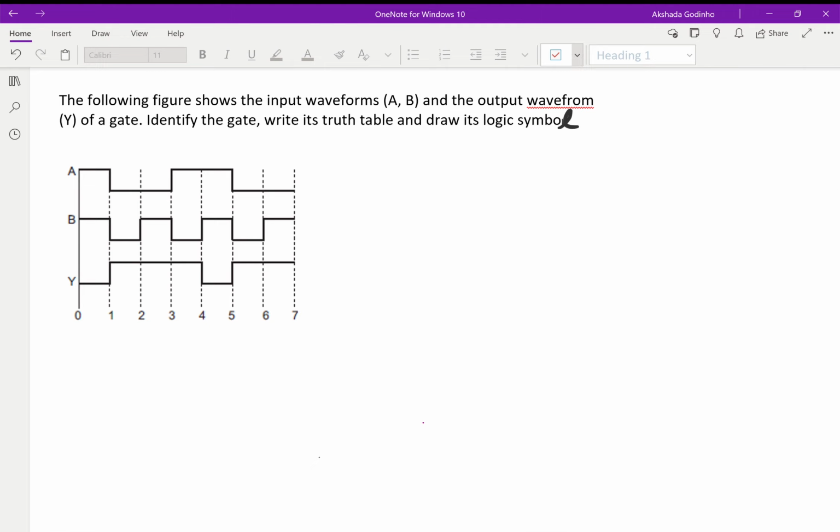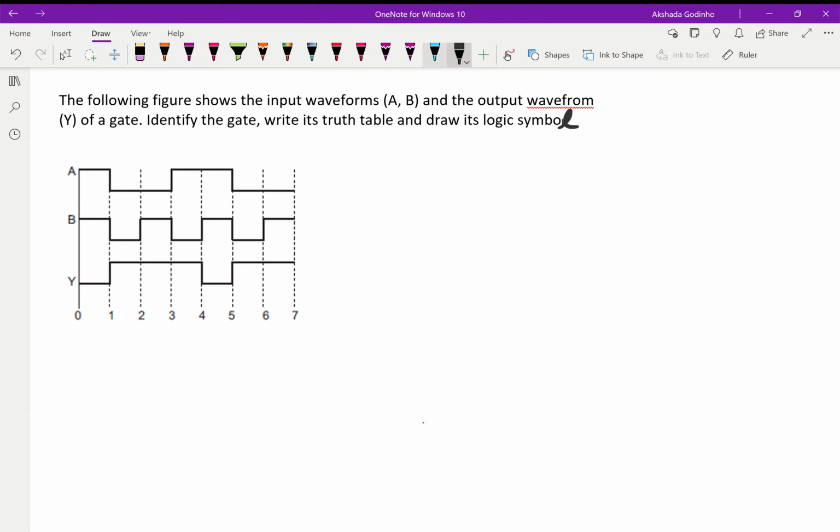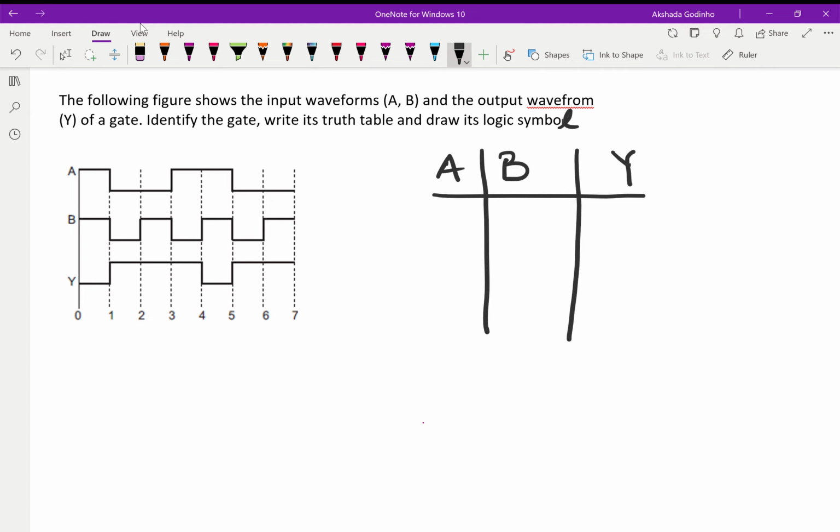So let's start. The first thing you would do is to draw the truth table because the values are given to you for this problem. We will write A, B and Y, since there are two input values for this gate. Now make sure you draw the truth table and write all the values.